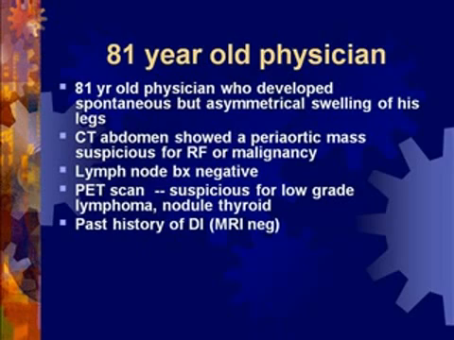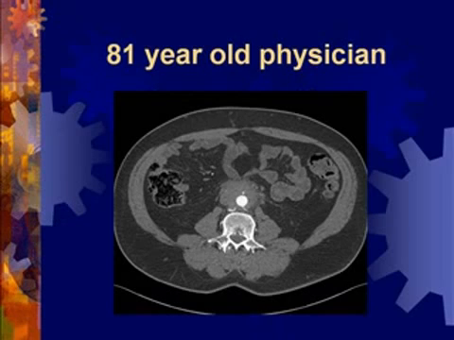During the scan, they found there was a nodule in the thyroid. Incidentally, the patient had past history of diabetes insipidus, which had developed in the past year, and an MRI of the head that had been done was negative. This is a CT scan. As you can see, there is a very significant periaortic shadow, and on an MRI, this lit up very nicely.